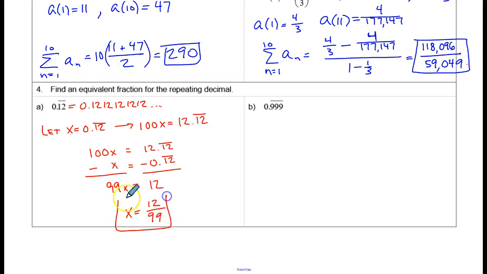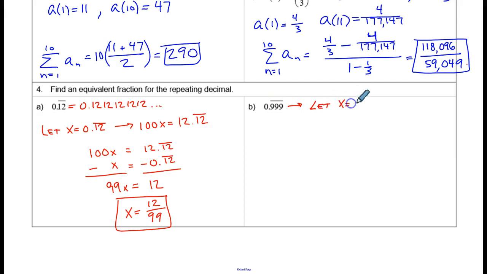I don't know about you folks, but I love that little algebra trick. Check it out on your calculator, do 12 divided by 99, and prove to yourself that that does equal 0.12 repeating. Now let's look at another example. Perhaps another of my favorite math problems. It's so exciting.